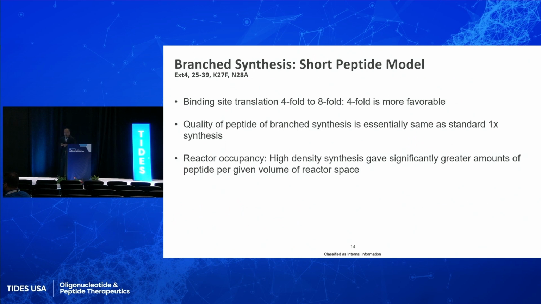So binding site translation in the previous 15-mer peptide was a 4-fold increase. The second generation is favorable. Quality of the branch synthesis is essentially the same as the control peptide, which is a normal 1X synthesis. And most significantly, reactor occupancy using this high density synthesis is significantly greater than normal traditional synthesis.